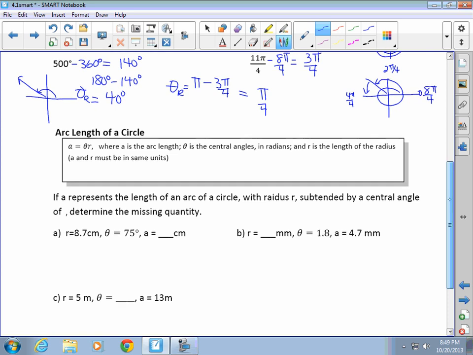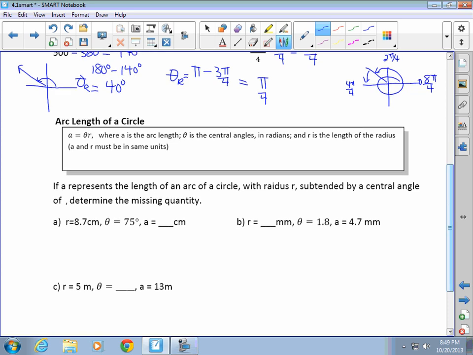So it says if A represents the length of an arc of a circle with a radius r, subtended by a central angle of, that should be theta, determine the missing quantity. So this one's saying r is equal to 8.7, theta is equal to 75 degrees, and A is equal to however many centimeters. So the first thing we know is that our theta has to be in radians.